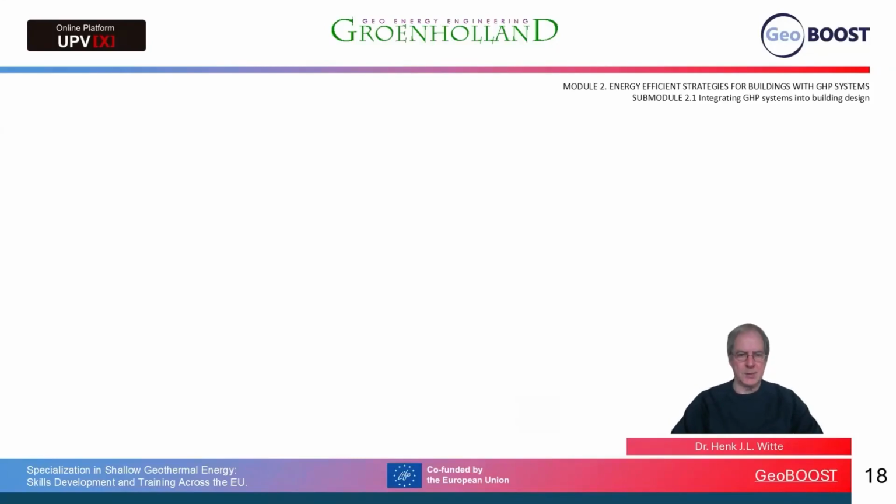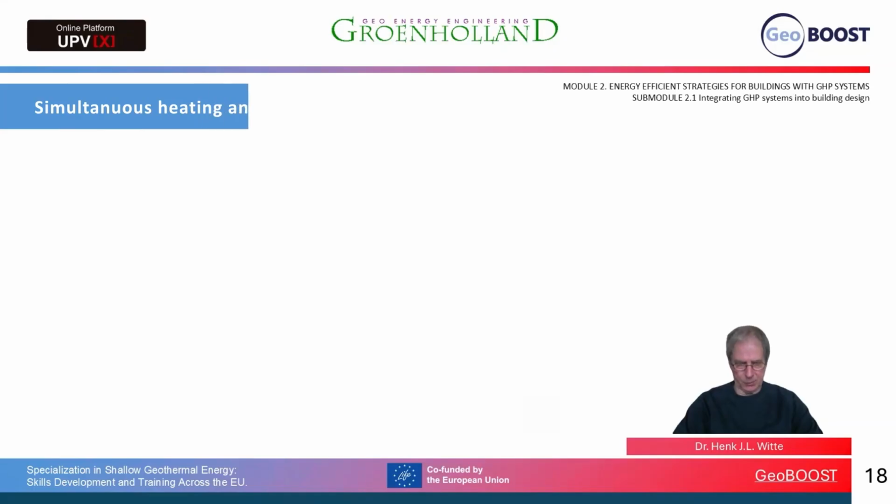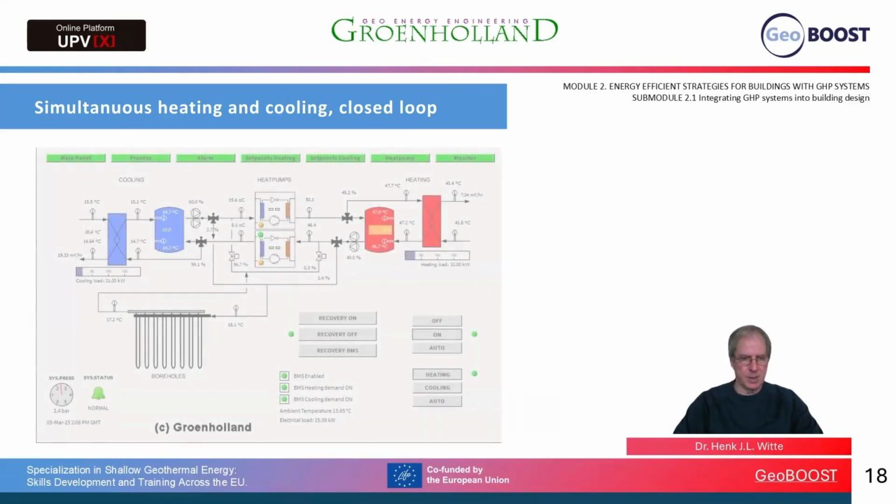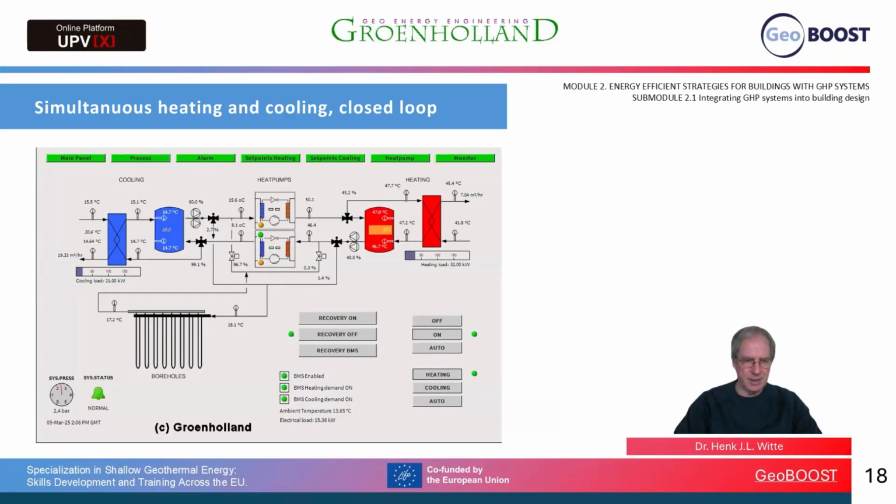Okay, so in the last part, we looked at a few theoretical examples. Here we see a more practical example of coupling between the heat pump system and the building. This is a system that delivers heating and cooling at the same time to the building.